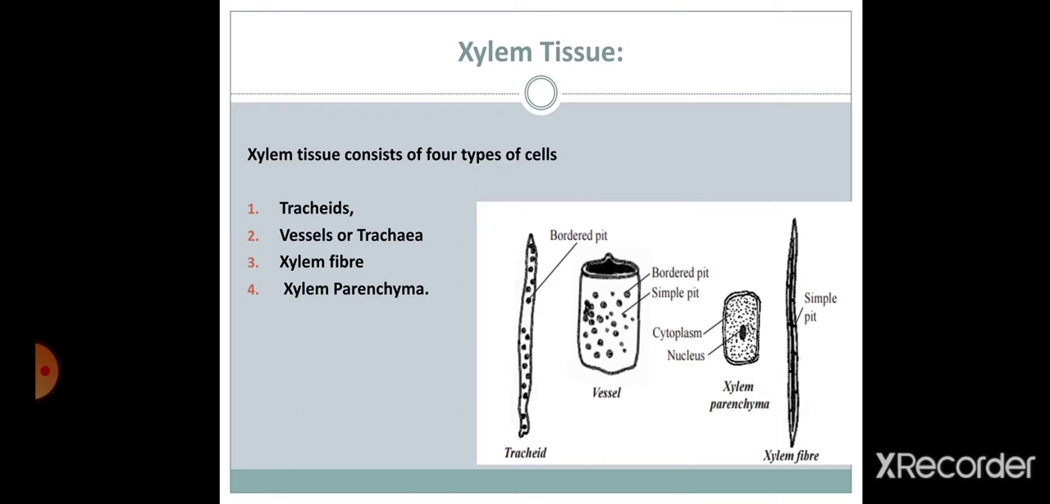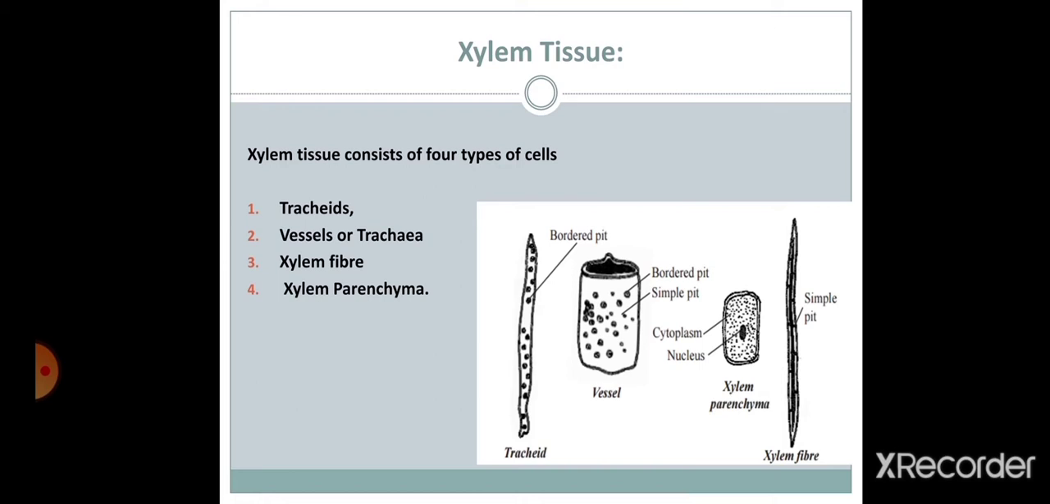Coming to the components of the xylem. Xylem is a heterogeneous tissue. It is composed of four different kinds of cell elements: mainly tracheids, trachea, which is also known as vessels, and the xylem fibers and the xylem parenchyma. Xylem parenchyma is nothing but the wood parenchyma.